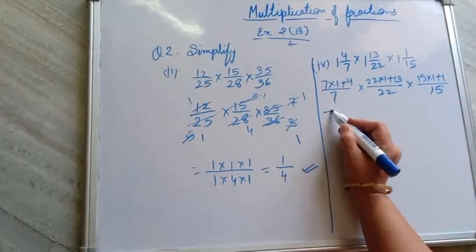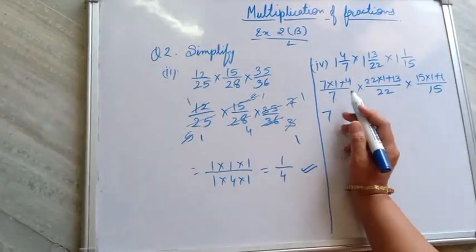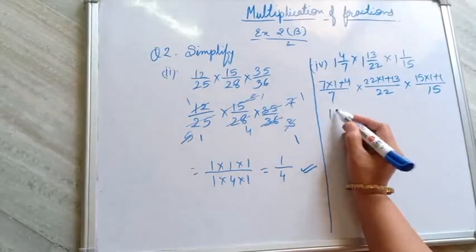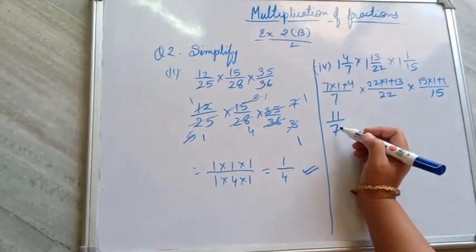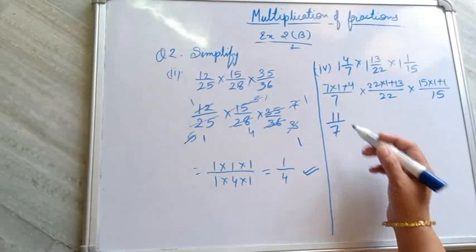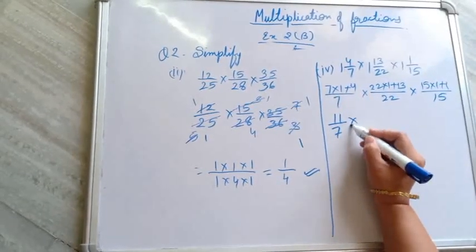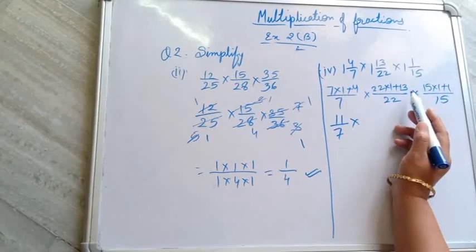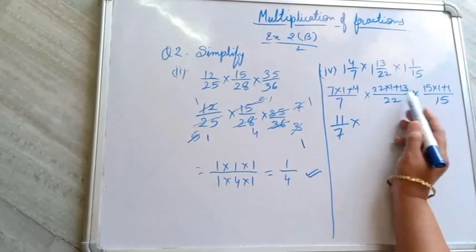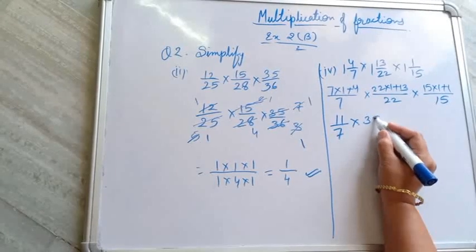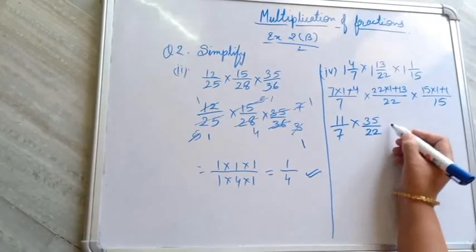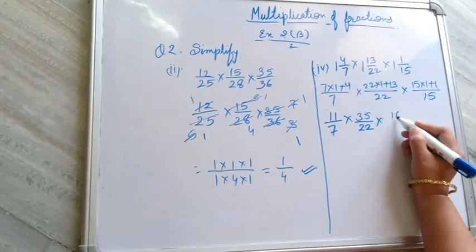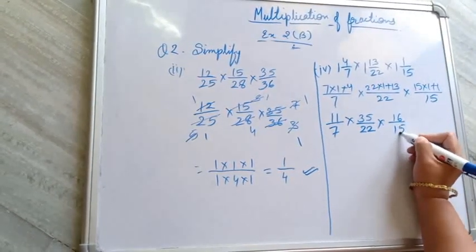So 7 1s are 7, 7 plus 4, 11. You can write it as 11 upon 7. 11 upon 7 multiplied by 22 into 1, 22 plus 13. So it will be 35 upon 22. Next 15 1s are 15, 15 plus 1 is 16, 16 upon 15.